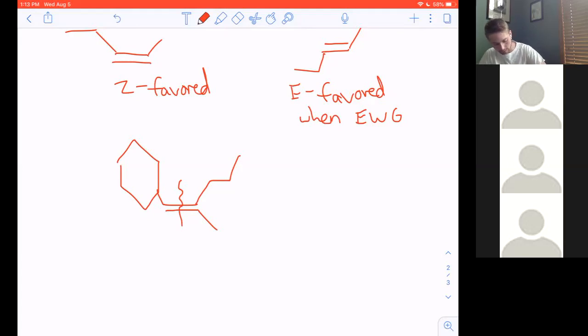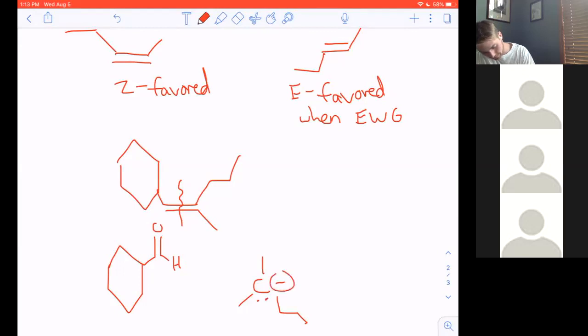So looking at this, one possibility would be this right here. That would be the cyclohexane ring, as well as your aldehyde here. The other side would just have a carbon. It's got a propyl group on one side and a methyl group on the other. What you'd have then is your ylide, so this would be negatively charged here, to the phosphorus triphenyl. So this is one possibility of reagents.